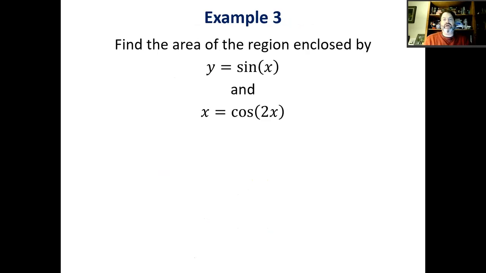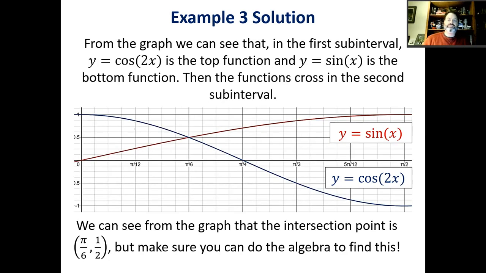So we're going to find the area of the region enclosed by y equals sine x. That should be y equals cosine 2x. That should be a y. That's a goof. I'll fix it before I post the PowerPoints. Yeah, it's y equals sine x, y equals cosine x.